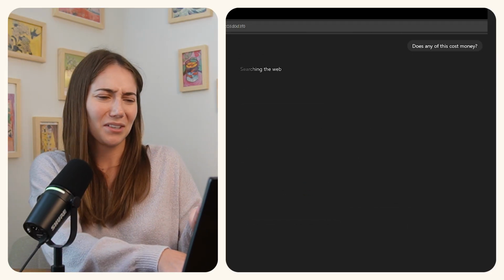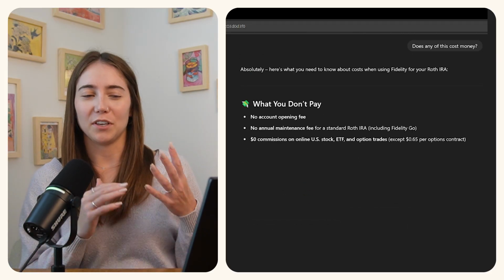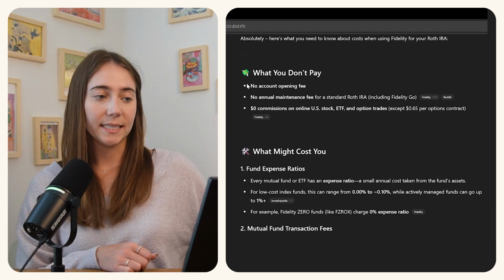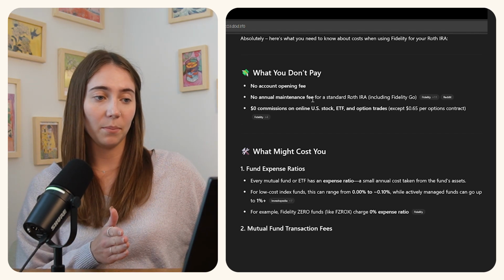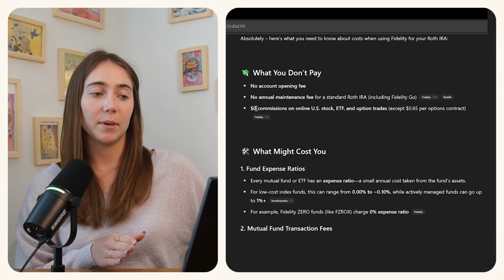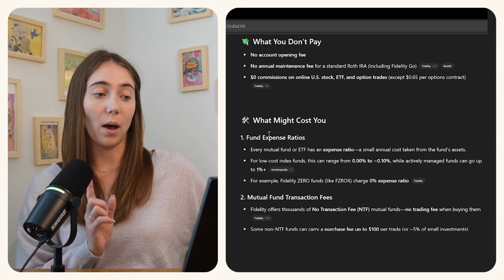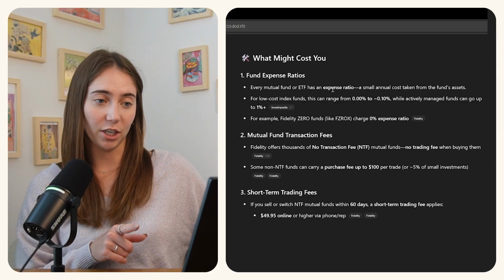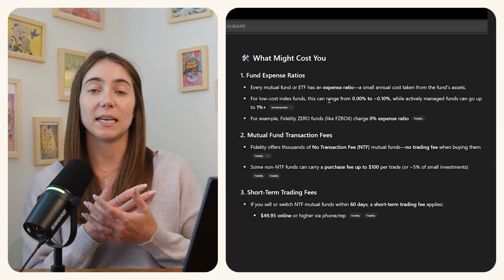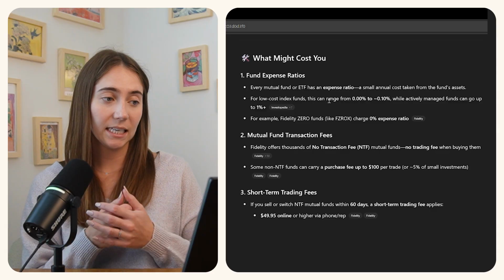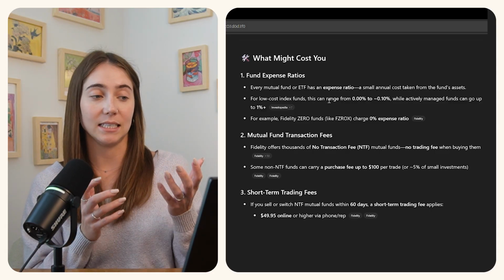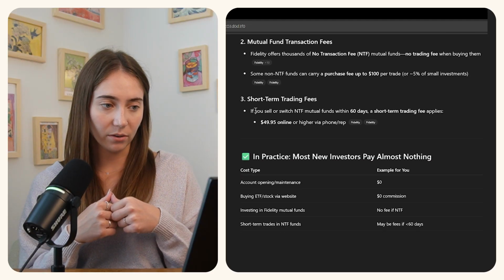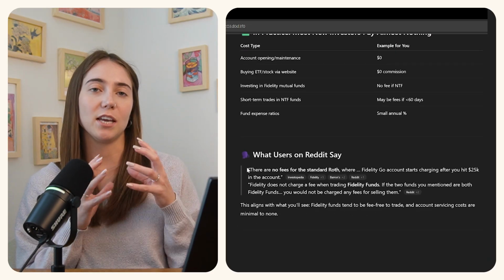But why doesn't any of this cost money? Everything costs money, so it feels very strange to me that I get to just do all of this for free. So it's saying I'm not paying an account fee or annual maintenance, and I'm paying no commissions on US stocks. But what might cost me is mutual funds and ETFs that have an expense ratio. These funds are being managed by somebody who works at Fidelity, basically, or some other fund that has an ETF or a mutual fund, and they take a little bit of money off of the top from you, and it's kind of just baked into the amount that you're buying.